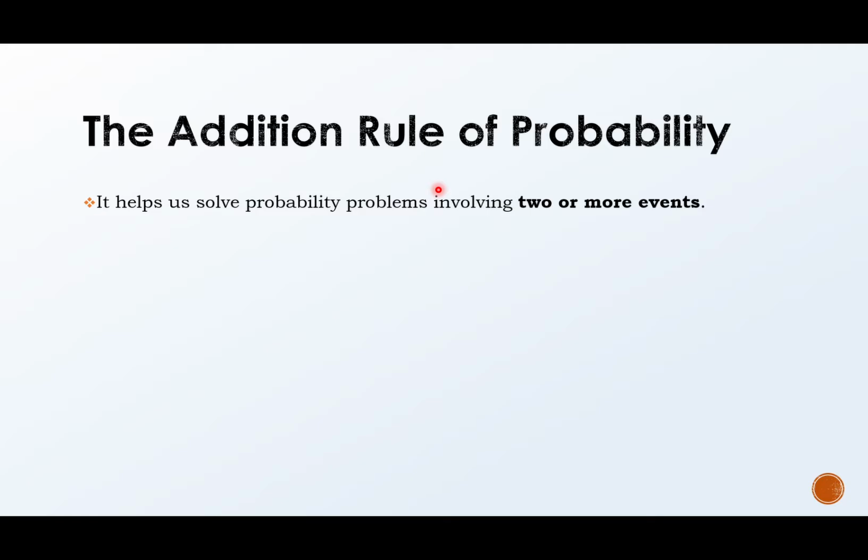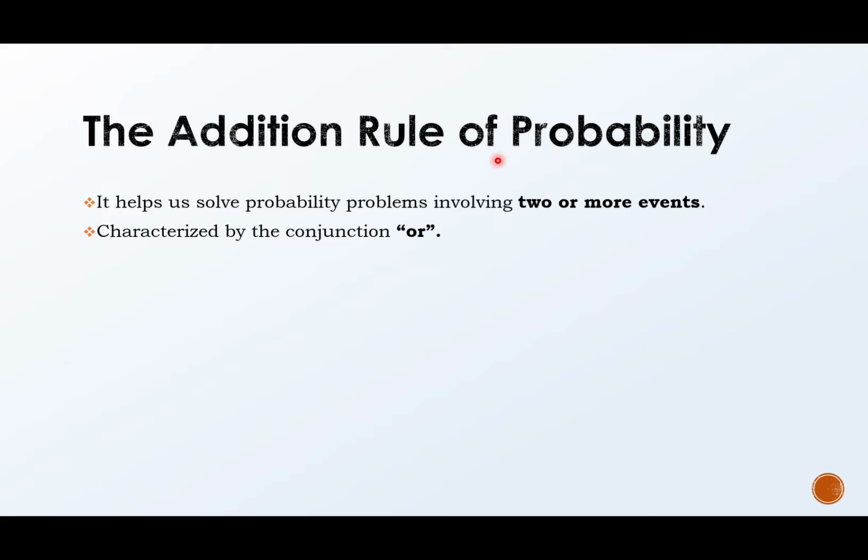The addition rule of probability, kailan ba natin ito ginagamit? We use this rule whenever there are problems involving two or more events. And most importantly, if the problem is asking you for the probability of event A or event B. Okay, so when you hear or see the word or, event A or event B, what's the probability? You must use the addition rule of probability.